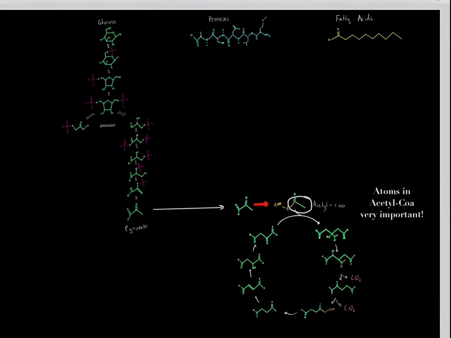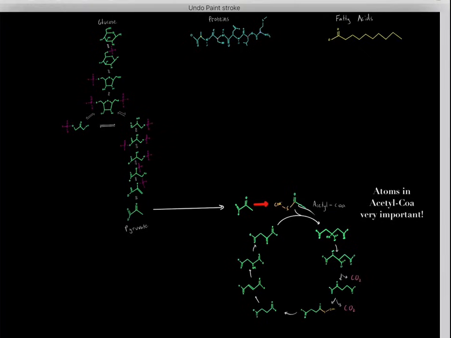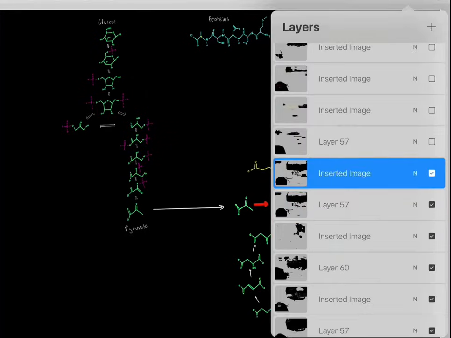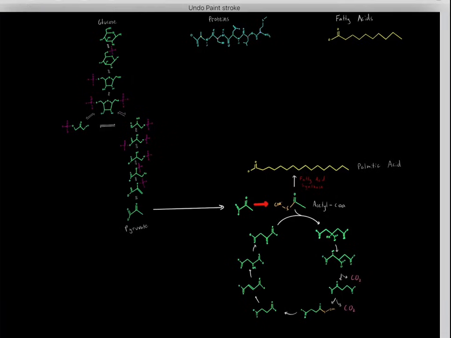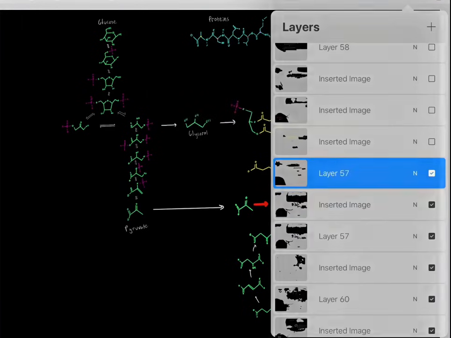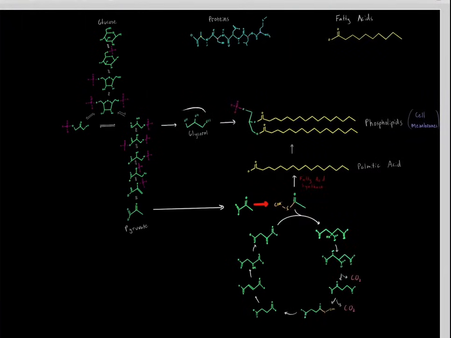So these 2 carbons in acetyl-CoA are incredibly important. And even though these 2 carbons cannot be used to form glucose molecules, they can be used for other purposes. For example, we can take these 2 carbons in acetyl-CoA to biosynthesize free fatty acids like palmitic acid through the process of fatty acid synthesis. Now, once we form this palmitic acid, it can react with the moiety of glycerol, where we take 1 moiety of glycerol, 2 moieties of palmitic acid, and 1 inorganic phosphate to form these phospholipids. And we know these phospholipids are key components of our cell membranes.